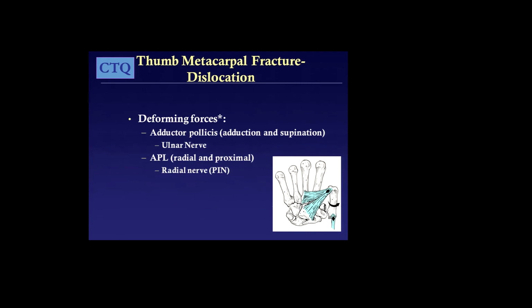And here you have the abductor pollicis longus, which is proximally distracting the metacarpal on the rest of the thumb. That's why these injuries are so unstable, because there are muscle forces distracting them, and that's why you need to address them surgically with either pinning or internal fixation.